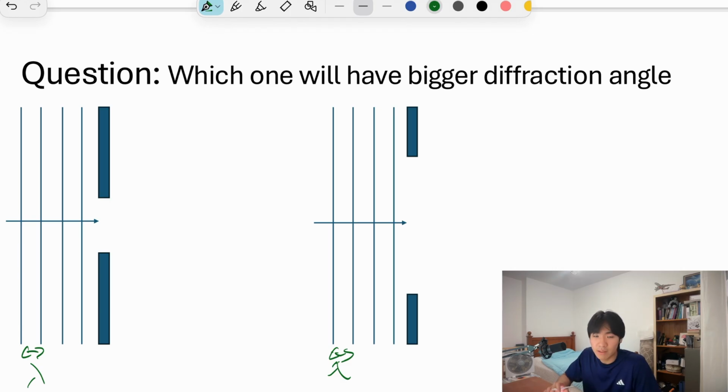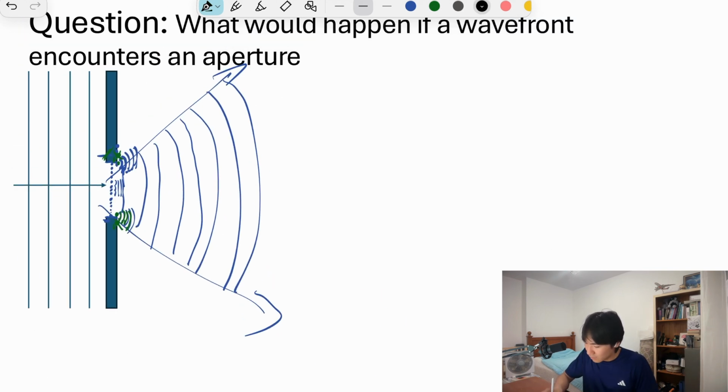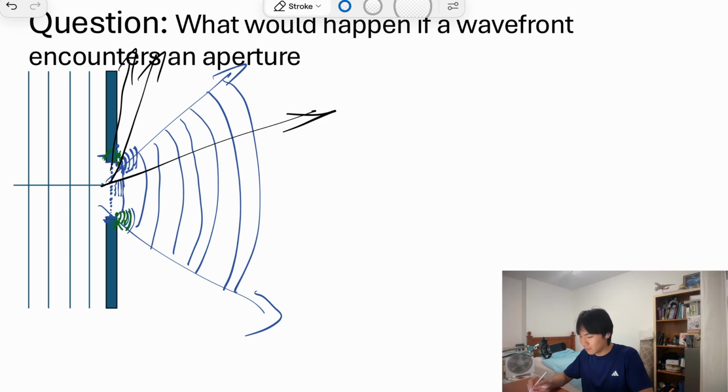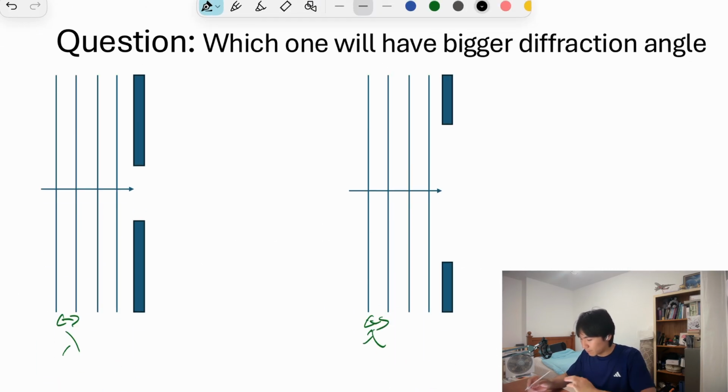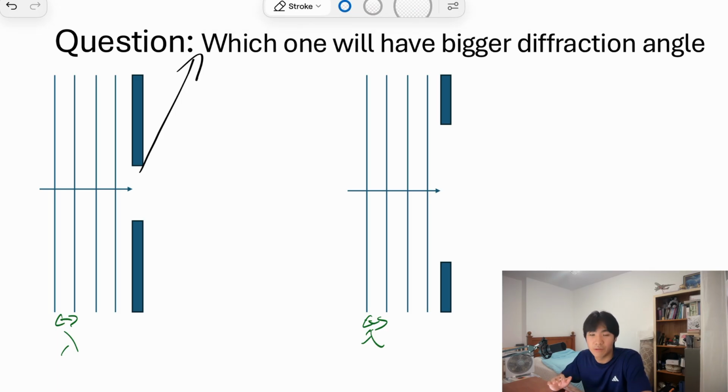So which one is going to diffract more? Diffract meaning, which one is going to have a larger angle of spreading out? That's what it means. Do you think the smaller one is going to have a larger angle, or is the bigger one going to have a larger angle? I'll let you pause the video here and try to figure it out yourself.